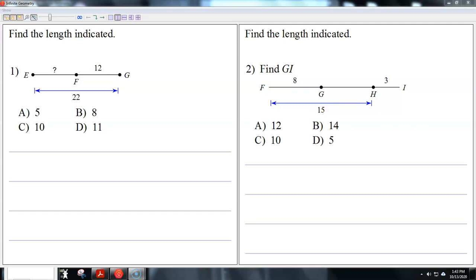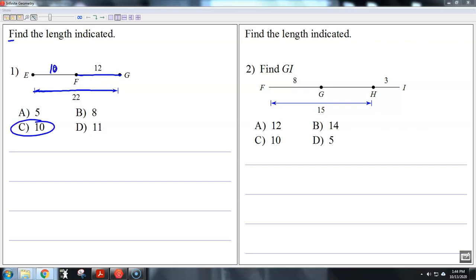All right, chapter 1 test, multiple choice. Let's bust this out so you can see what you did wrong and hopefully either do better on the retake or not make the same mistake later on in the course. So here we go. Number 1, they give me the entire distance is 22. They give me the short piece is 12. Subtract those two numbers. I get an answer of 10.